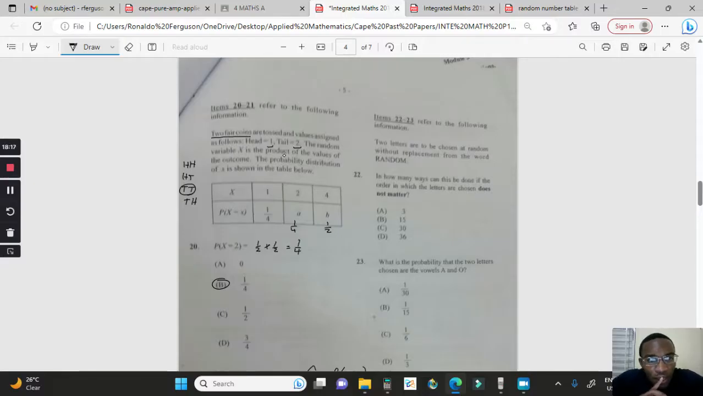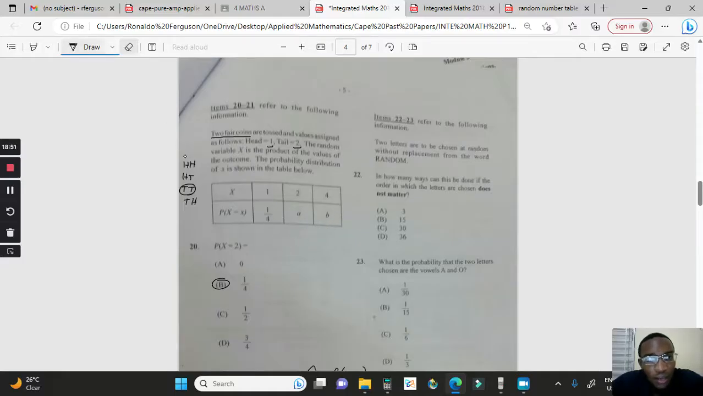The random variable x is the product of the values of the outcome. X is the product of the outcome. Okay, now I get it. Sorry guys, so we're gonna fix it up. So this is it now, the product of the outcomes, right?